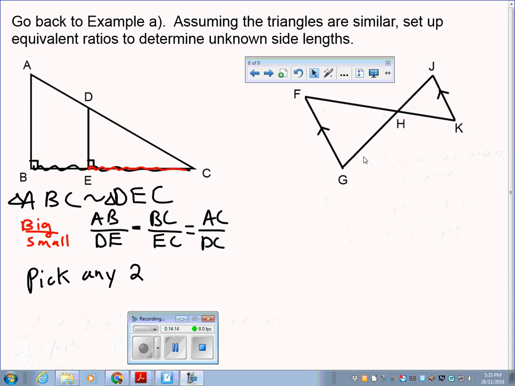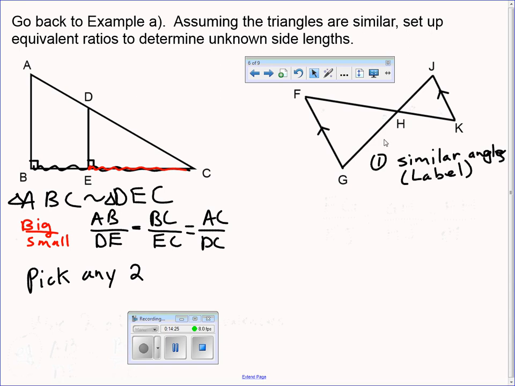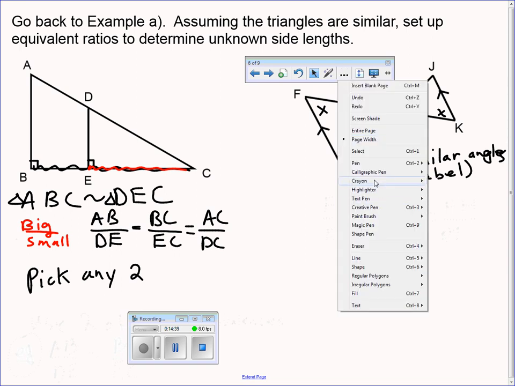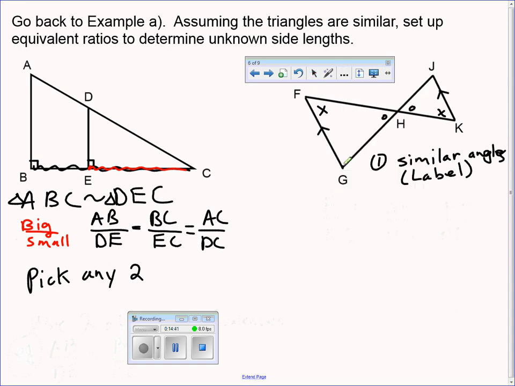So now, if we assume the next two triangles, FGH and JHK, are similar, then what you need to do is take a moment and label them. So I'm going to label the opposite sides. These two are the same because they're opposites, right? Now these two are going to be the same because of the Z pattern that's formed here. Let me just quickly show you that.